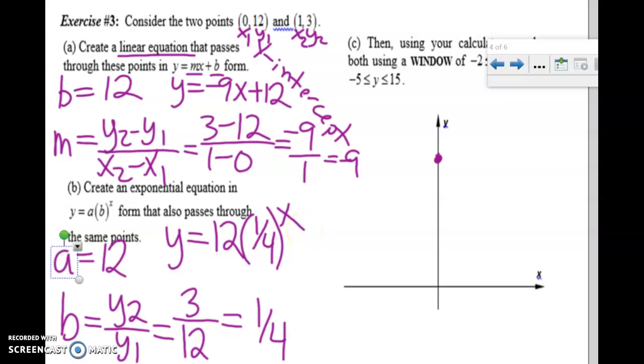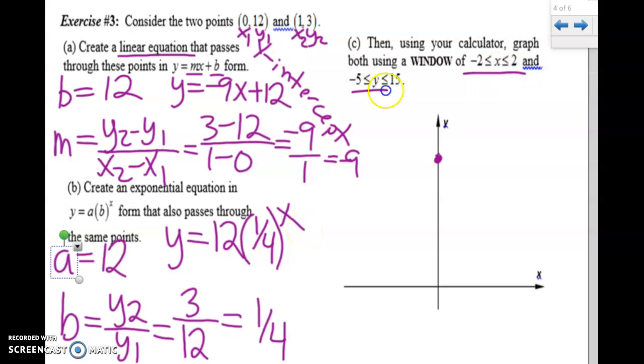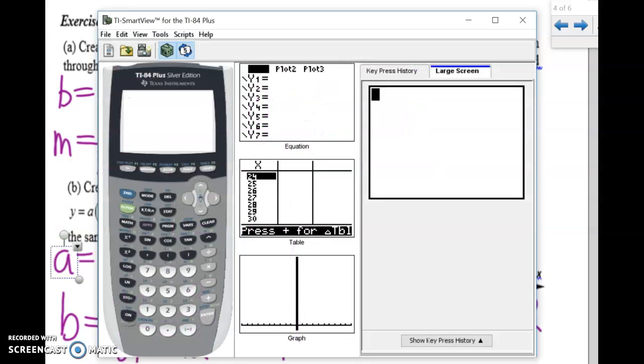Now don't make the window settings any more than they are. They're just telling you how much of the screen they want to show. So for the x values, from -2 to 2, and for the y values, -5 all the way up to 15. Now, if we already have 2 points, we've got the y-intercept that we plotted, and we've got the 1, 3. So we know that they're going through both of those, but we really don't know how they look. So the graphing calculator will certainly help us with that.